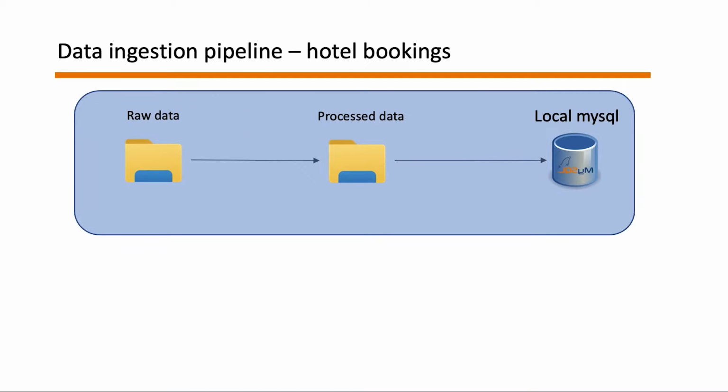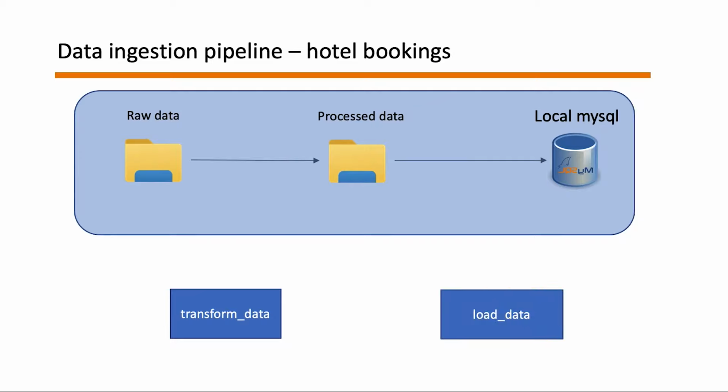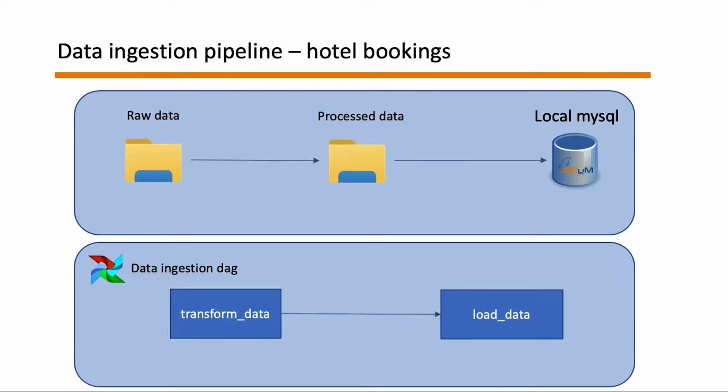Speaking of the Airflow tasks, we'll have two. The first is going to pick up the data from raw storage, transform it, and load it into the processed storage. The second task is going to pick the data from the processed storage and will load it as relational data into our local database. So these two tasks will be part of our Airflow DAG. Let us now jump into the IDE and start coding.